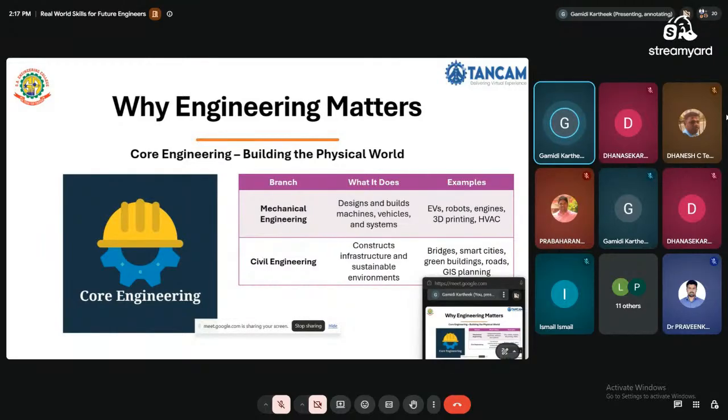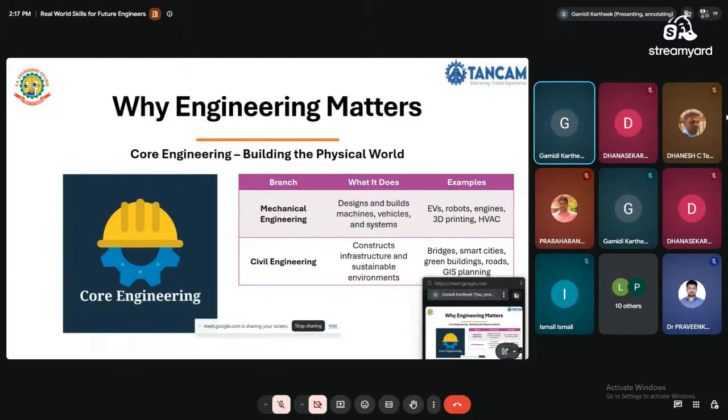Let's say, for example, you have chosen mechanical engineering. Your ultimate task will be building machines, vehicle subsystems, automobiles, aerospace domains. Of course, nowadays mechanical engineering people are everywhere. They are in many other domains as well. It is not limited to any particular field of interest. As I kept here some examples, you can see EVs, robots, engines, 3D printing, HVAC. HVAC means heating, ventilation and air conditioning, like refrigeration and air conditioning systems. All the electric vehicles, robots, machines, 3D printing, and all these come under mechanical engineering branches.